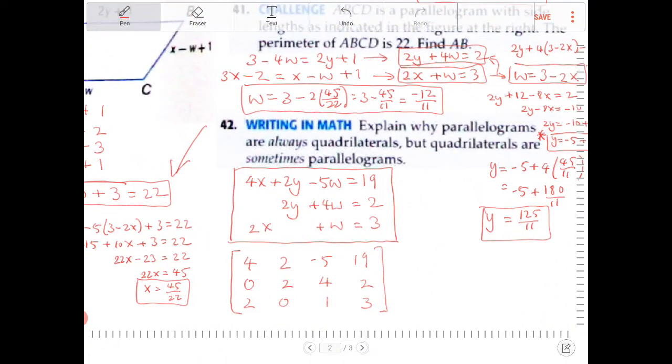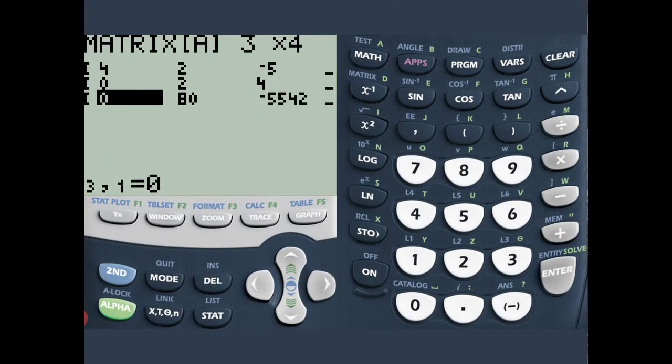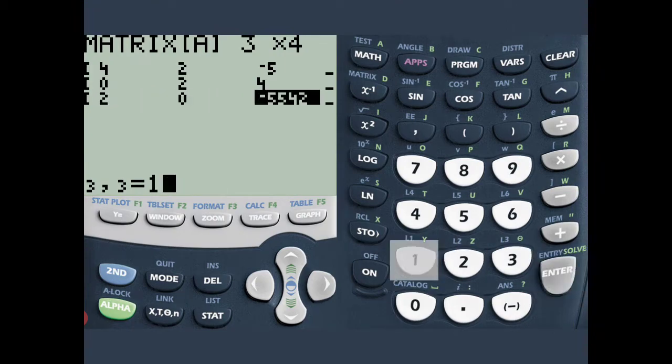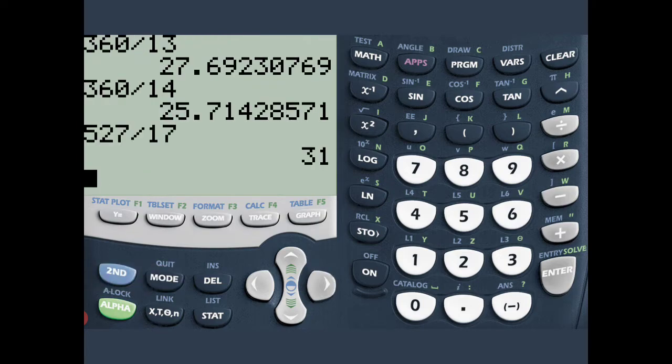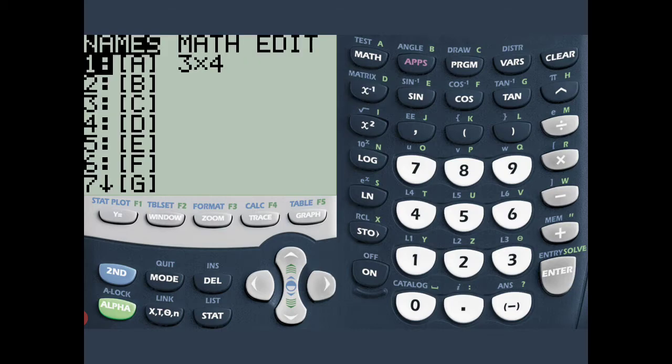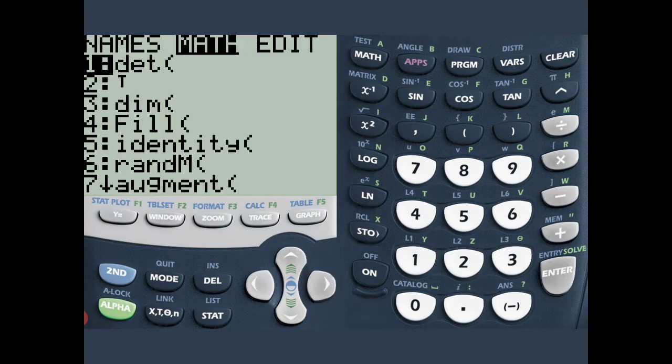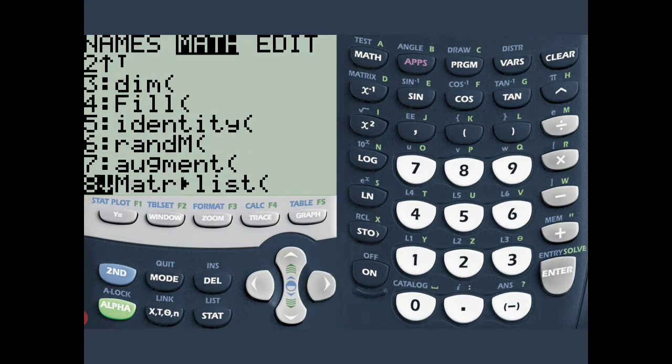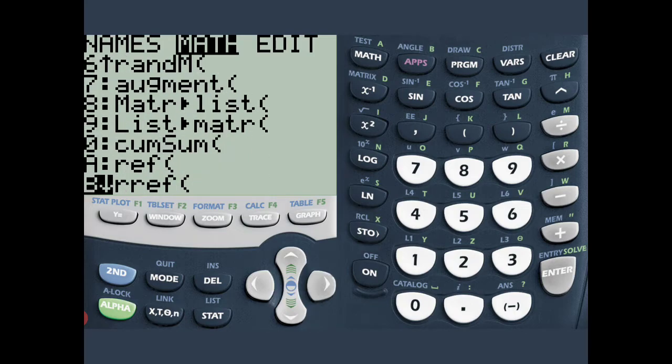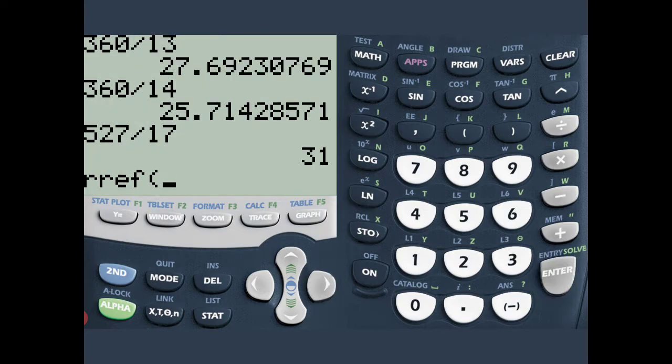And last thing is 2, 0, 1, 3. Okay, so once I have this information entered into the calculator, I'm going to press second mode to quit. I'm going to press second x -1 again, go back into the matrix feature, and go to math. I'm going to go down to option letter B, RREF, which stands for row reduced echelon form.